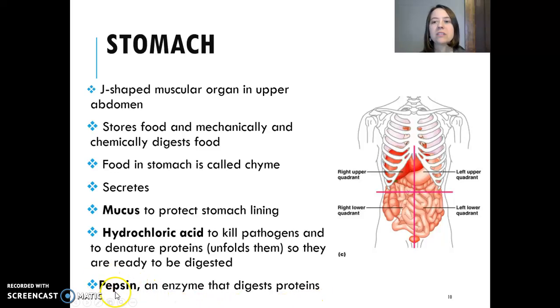And fun fact, pepsin, perhaps you remember pepsin as one of our proteins from biology, and maybe it was even your protein.